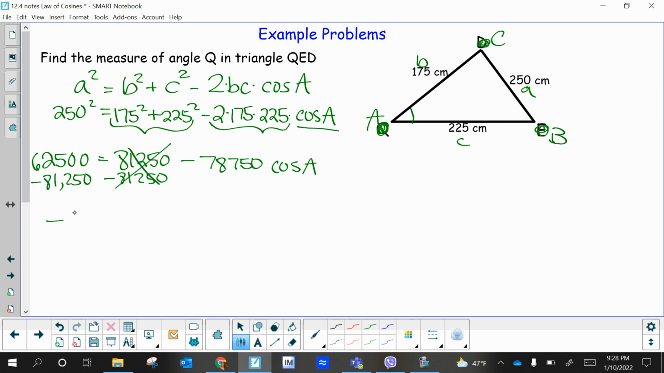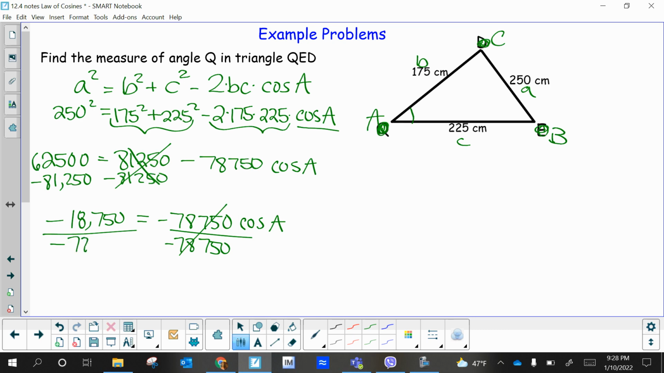I get a negative 18,750 equals, I have a negative 78,750 times the cosine of a. How do I get rid of this when I want that by itself? I'm going to divide by that number to get rid of it. Whatever I do to one side, I must do to the other. So I'm going to divide by that. What's a negative divided by a negative? A positive.